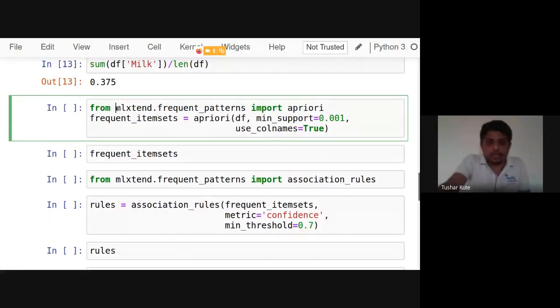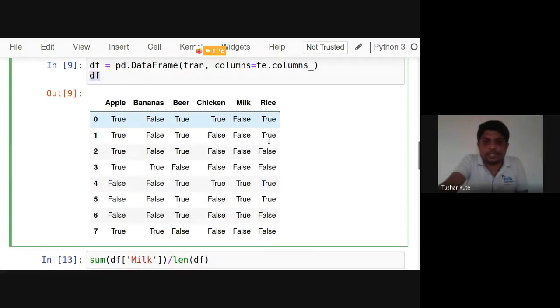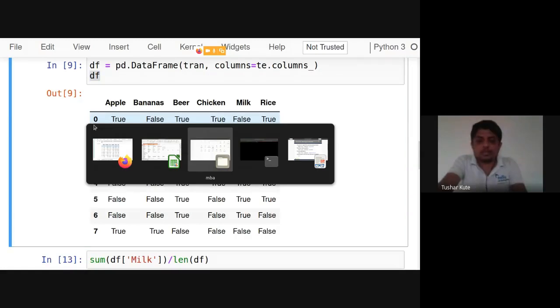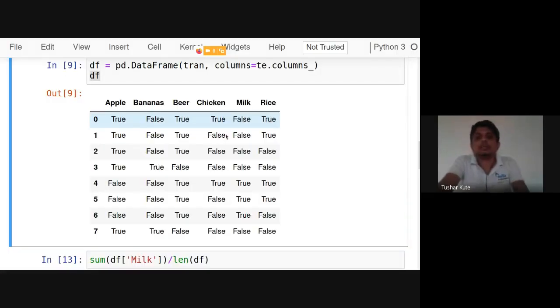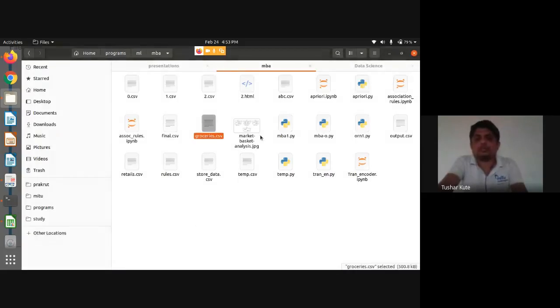Now, again in the package mlxtend.frequent_patterns, I have the apriori algorithm present. By using the apriori algorithm, we first of all find the frequent item sets. So how is it done? I calculate the frequent item sets by using the apriori algorithm, applying it to the data frame which I have created here. And as we have seen, what happened?